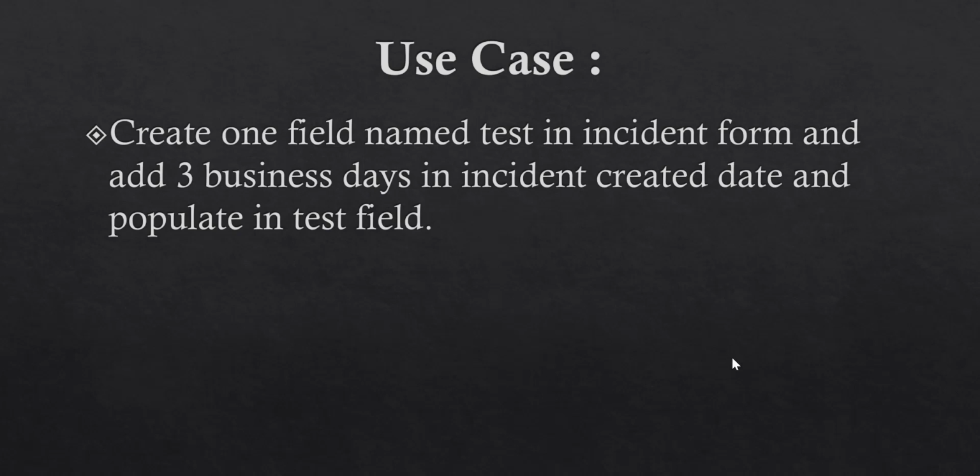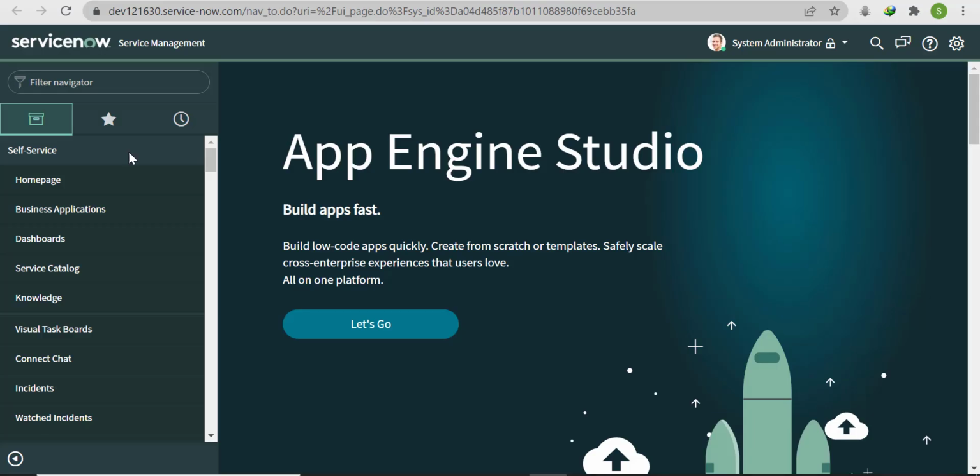This means we'll need to create one test field. Its data type will be date, and whatever date the incident is created, we need to add 3 business days to that date and populate it into the test field. So let's go to the instance and implement this.